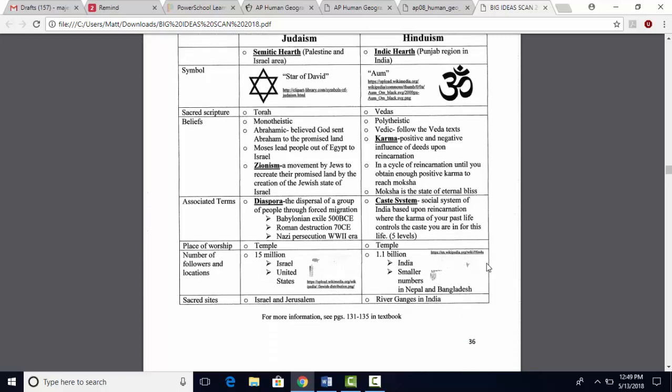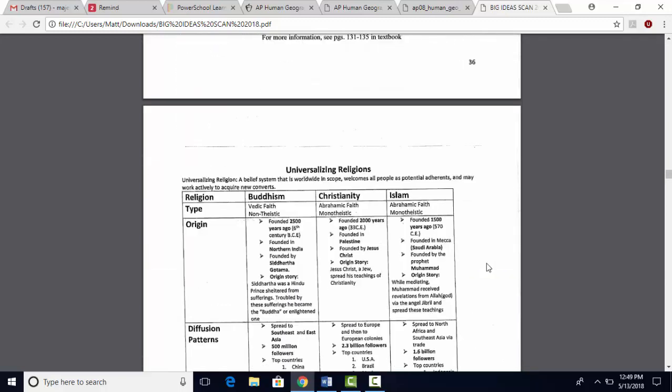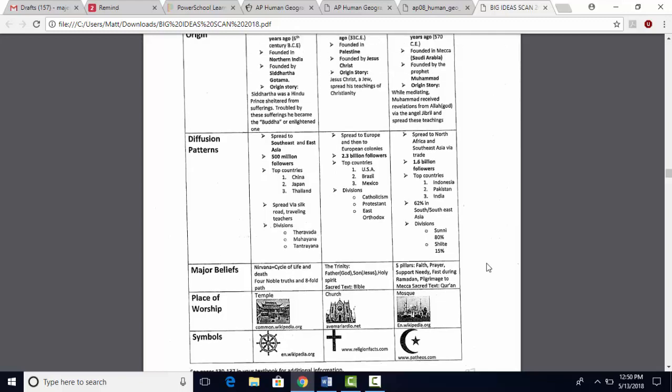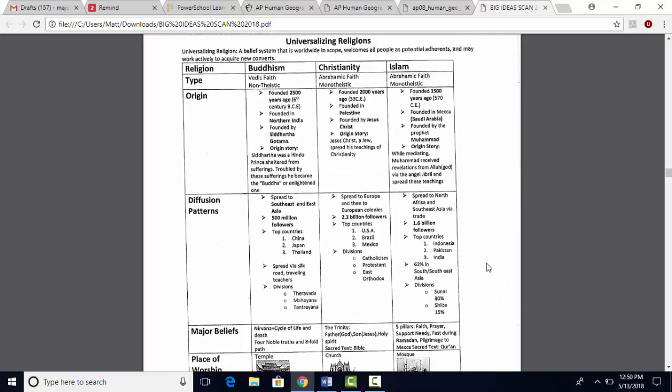Universalizing faiths are the other end of the spectrum, all right? They are a belief system that's worldwide in scope. It welcomes all people. It actively tries to convert people to become adherents, which means followers. And they're going to send missionaries or do other activities to try to encourage people to join. There are three major universalizing faiths you need to be familiar with. The first is the Buddhist faith.